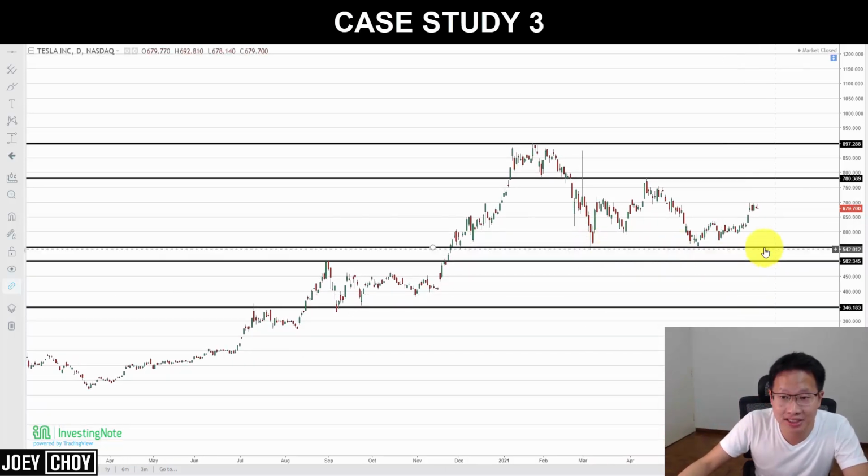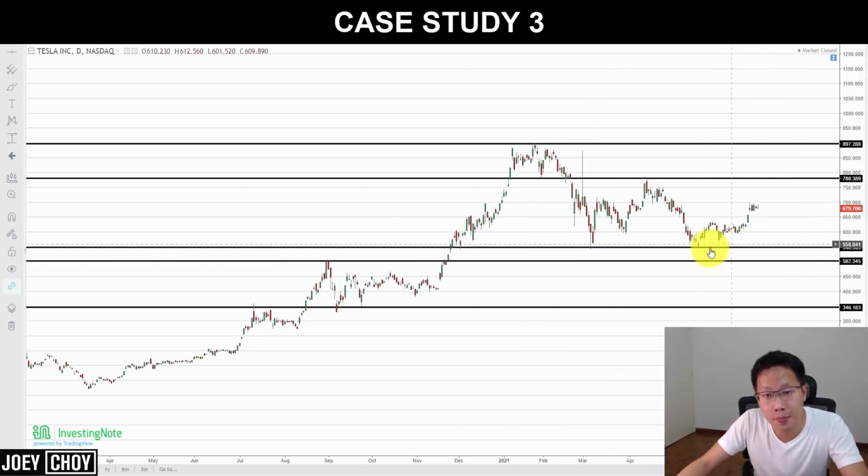But you can see 550 has kind of come in as a bit of a support. We have rebounded over the past few months at 550, not even 500. But I think if that 550 were to give way, then 500 would be the next psychological support level.